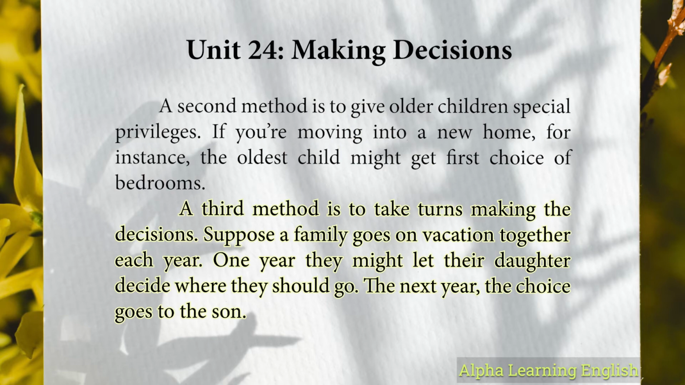A third method is to take turns making the decisions. Suppose a family goes on vacation together each year. One year, they might let their daughter decide where they should go. The next year, the choice goes to the son.